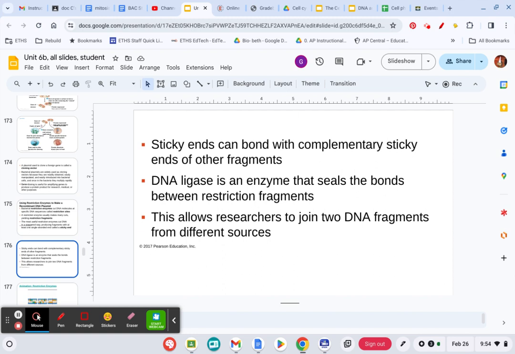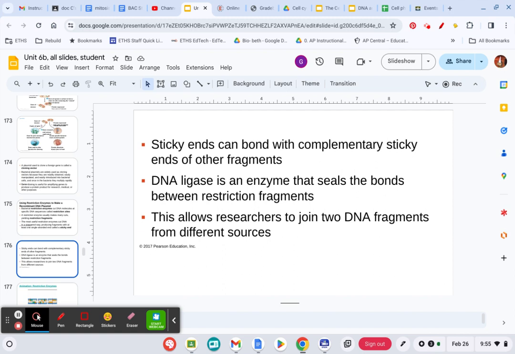Sticky ends will bond with complementary sticky ends from other fragments. So if you cut two pieces of DNA with the same restriction enzyme, they will end up with the same unpaired bases. As a result, when you bring them together, that will cause them to want to stick together.